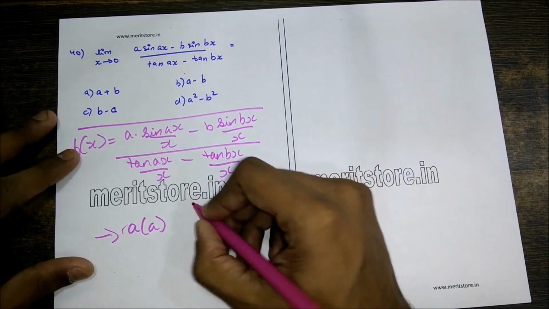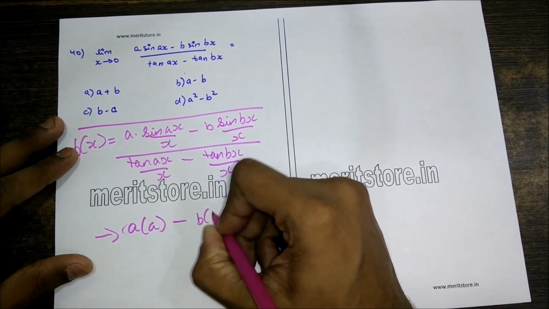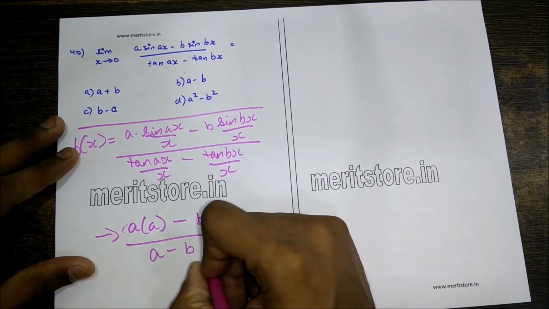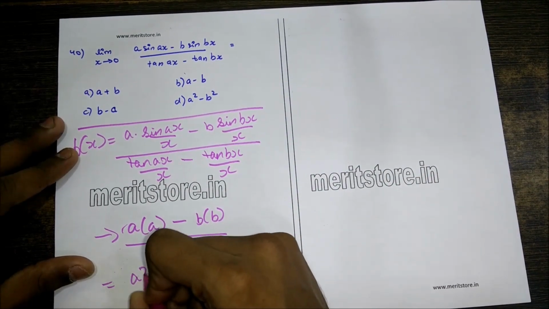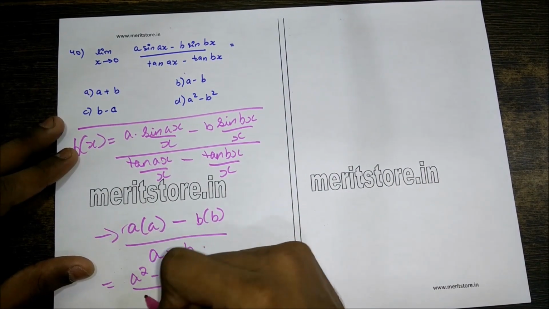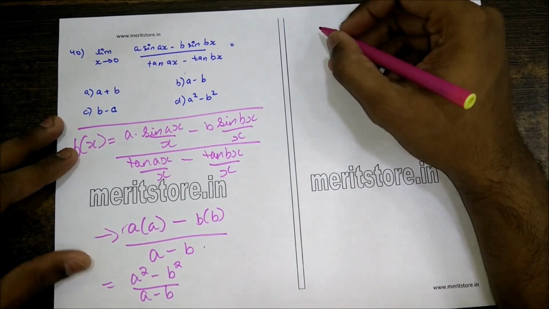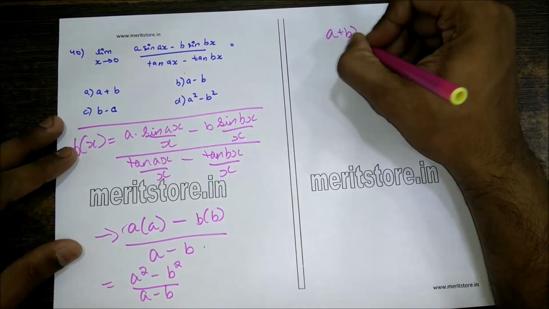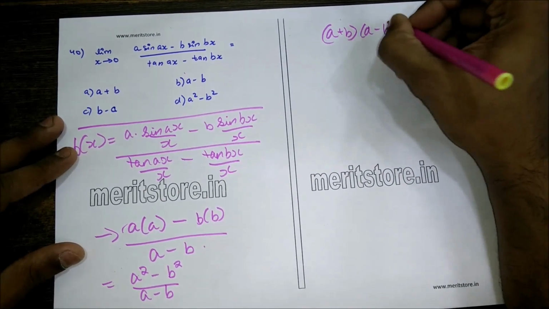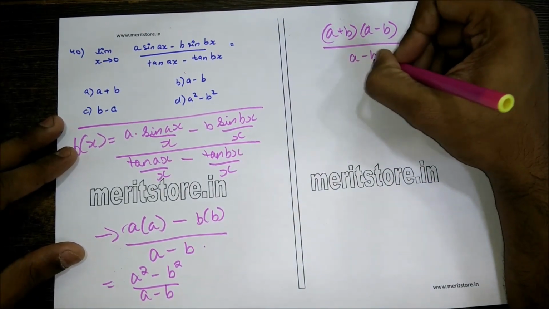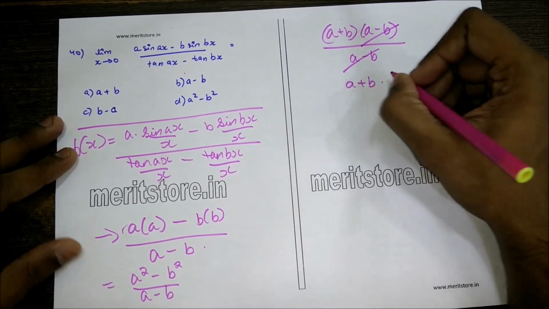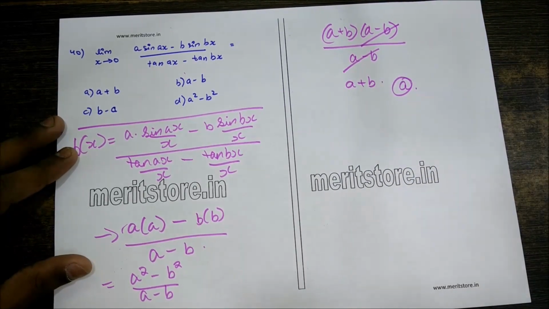Now we could apply the limits for x tends to 0, which leaves us with a into a minus b into b upon a minus b, which is a square minus b square upon a minus b. Expanding these terms, we get a plus b into a minus b upon a minus b. These terms get cancelled out. We are left with a plus b, which is option A.